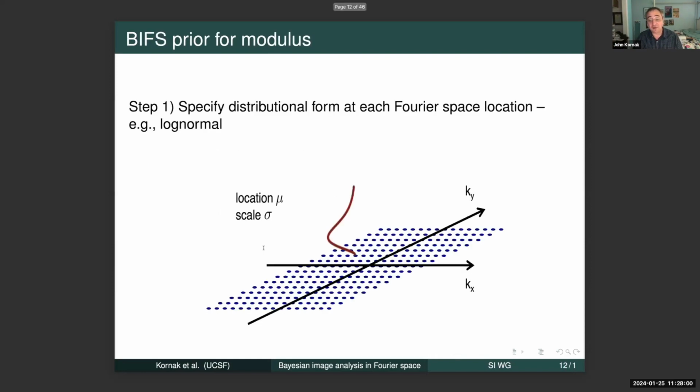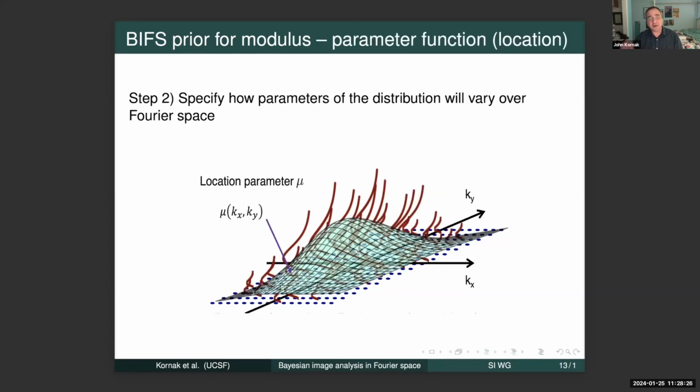Now that sounds like it could be a painful process, and it would be if you were trying to do them at each and every point in Fourier space individually. Here I'm looking at step one. I'm specifying, for example, a log normal distribution at this Fourier space point. It has a location parameter and a scale parameter that I need to specify. And so for the location parameter, instead of specifying it at each and every location, I take some two-dimensional function to describe how that location parameter is going to vary over Fourier space.